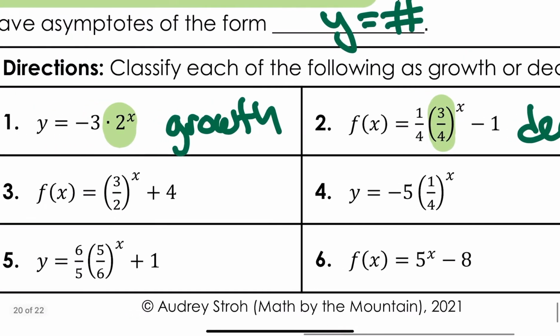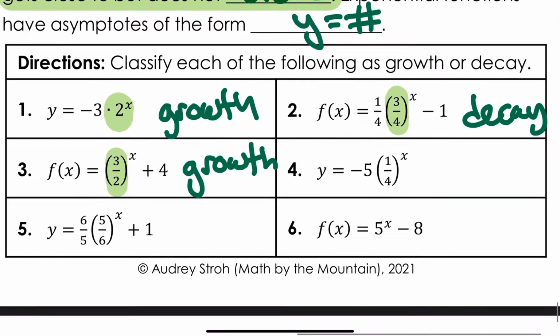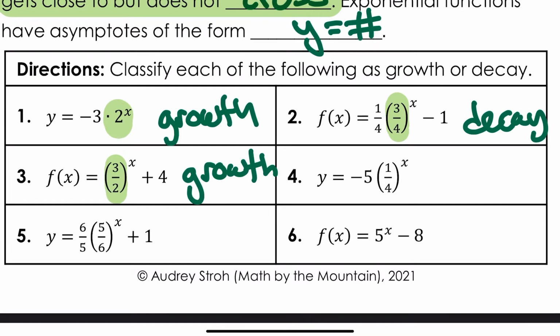All right, keep going. Number 3. Looking at my base, we've got 3 over 2 to the x power plus 4. 3 over 2 is greater than 1, so this is going to be growth. Remember, if you're not sure with the fractions, you can always plug this into a calculator. You just do 3 divided by 2, and that will show you that you have 1.5, which is greater than 1. So that's how we got that growth. All right, so in class, I had everyone do 4, 5, and 6 on their own.